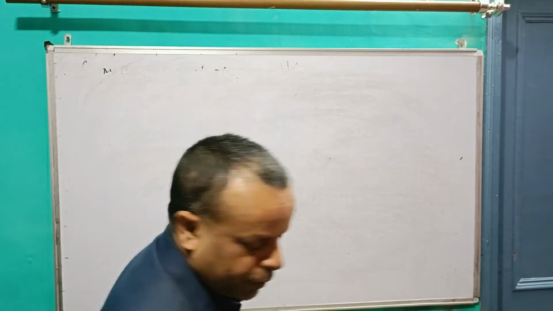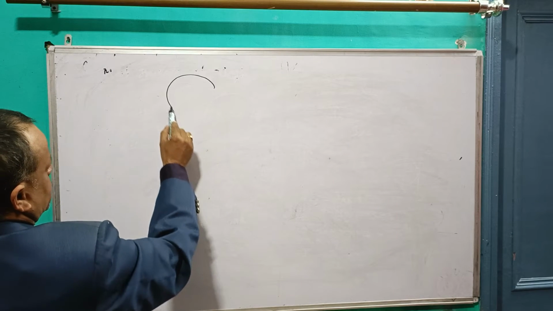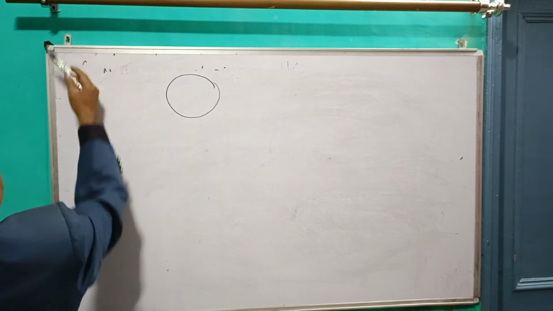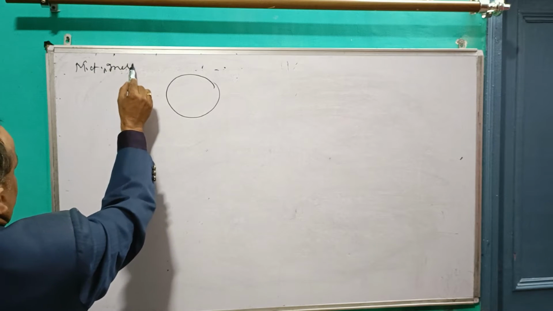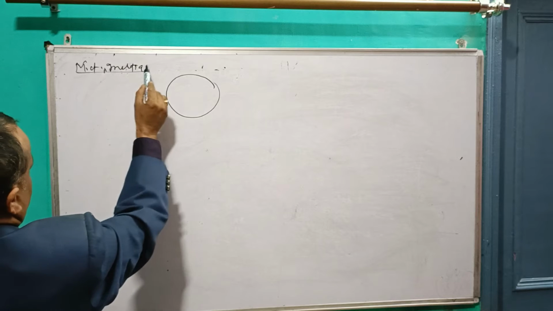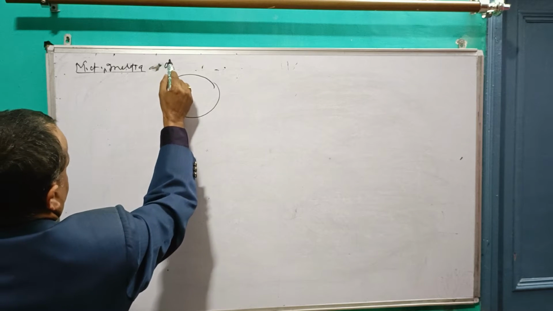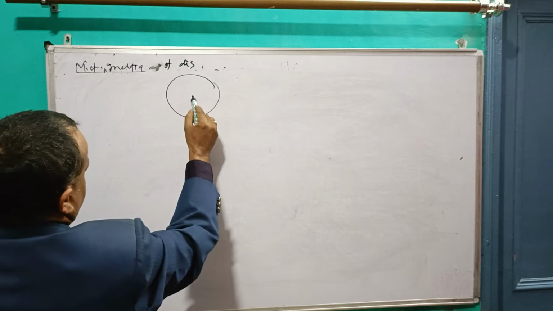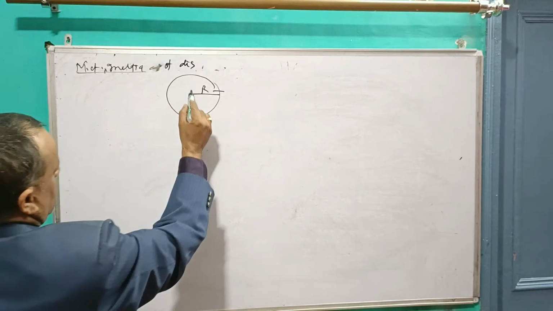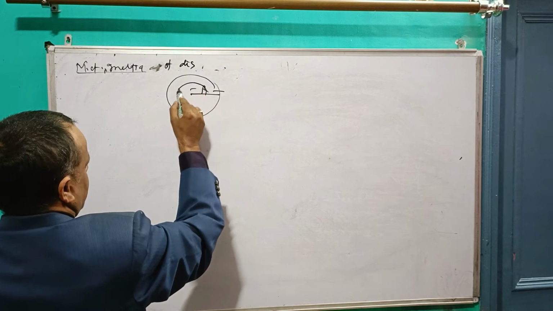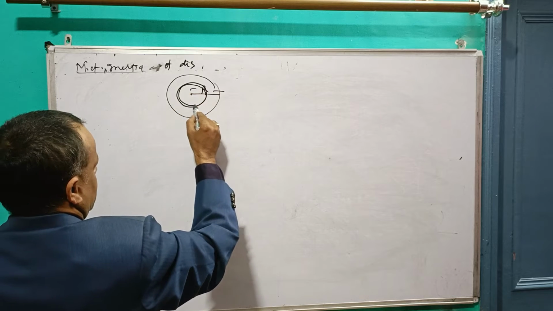We'll go for moment of inertia of disc. In this case, let us suppose the topic is moment of inertia of disc. The disc has a radius r. What we'll do in this case is take out an elementary ring over here. Let us suppose we make a ring over here.